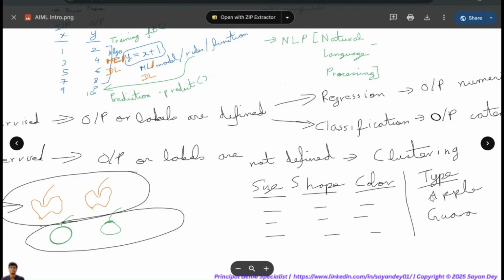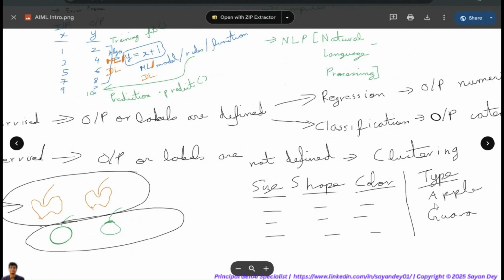So you have to tell it. You have to show the example of the fruit. You have to show it a picture of an apple and say that, hey, it's an apple. You have to show it a picture of a guava, and you have to show it that, hey, it's called a guava. So this is how we will do supervised learning in the real world.